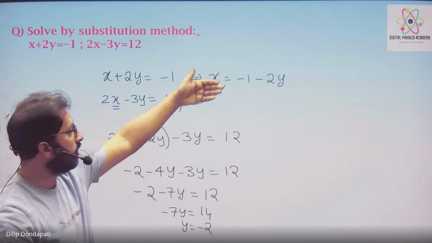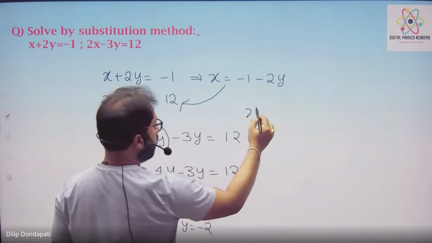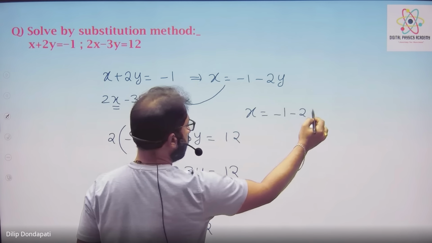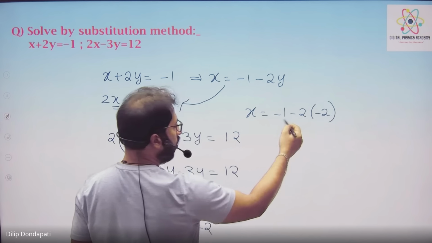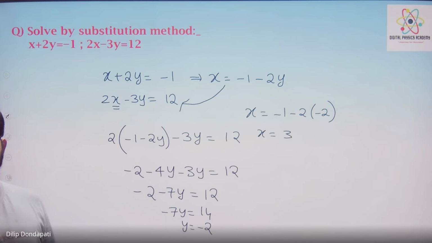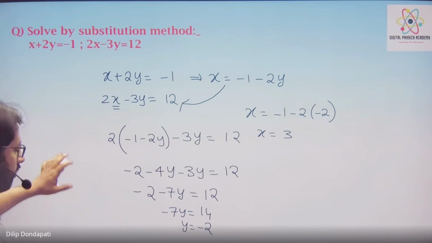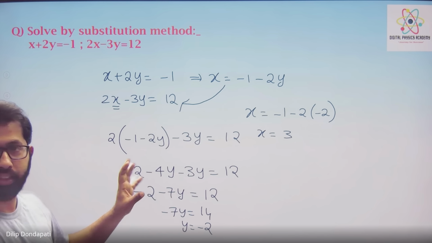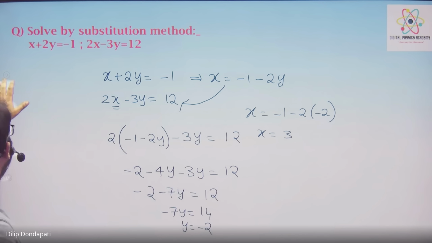Now substitute in any one equation. I'm substituting this. x is -1 - 2 times of -2. So 3 is the answer, right? Yeah, okay. Yes. Let's do it now and see. Do this model by the substitution method first, initially you will understand. Okay, next, do it.